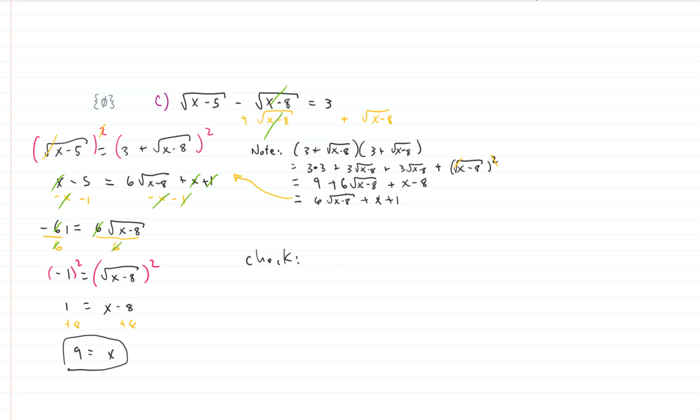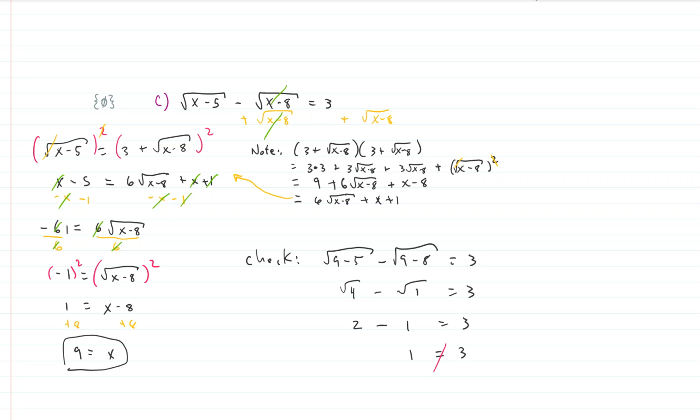My original is the radical of 9 minus 5 minus the radical of 9 minus 8 equals 3. So 9 minus 5 gives us 4. So we have root 4 minus root of 9 minus 8, which is 1. Root 4 is 2. Root 1 is 1. 2 minus 1 is 1. Does 1 equal 3? Nope.